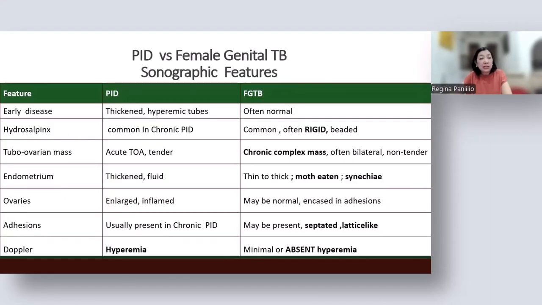This table just shows a comparison of the sonographic features of a non-tuberculous PID and genital tract tuberculosis. And note, and I'll show you some images later, that hyperemia is very prominent in non-tuberculous PID, while it is minimal or absent in genital TB because of cellular death.